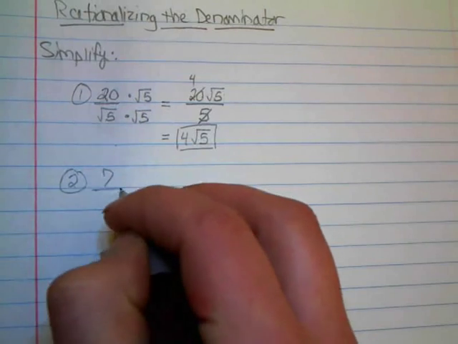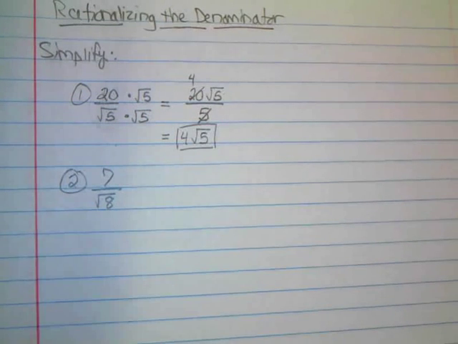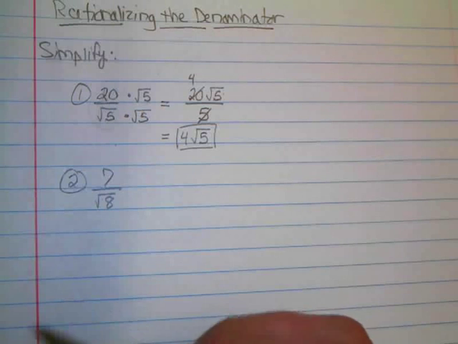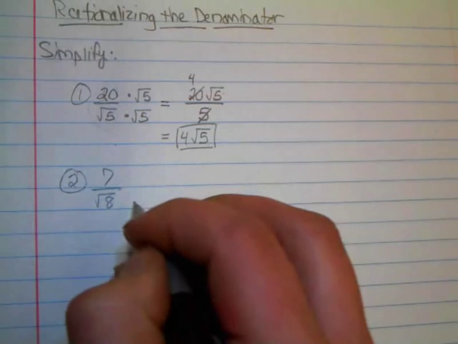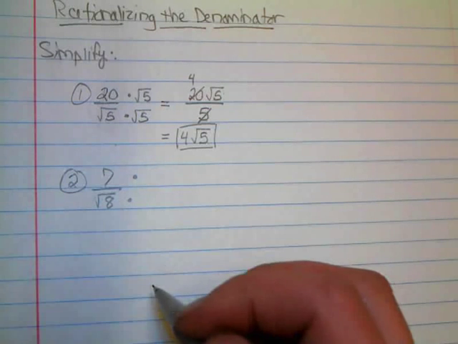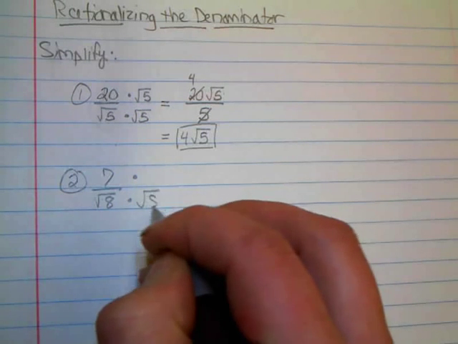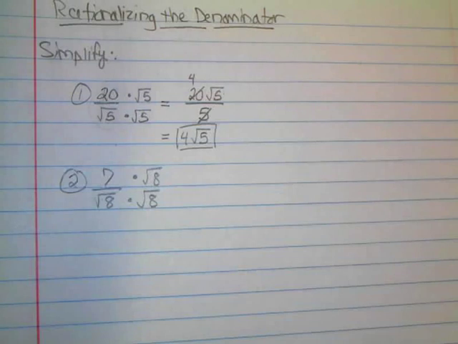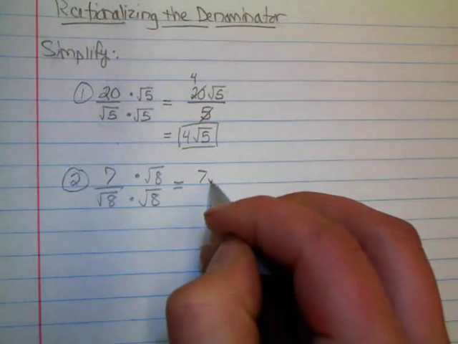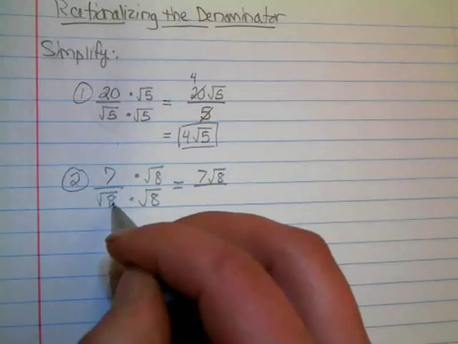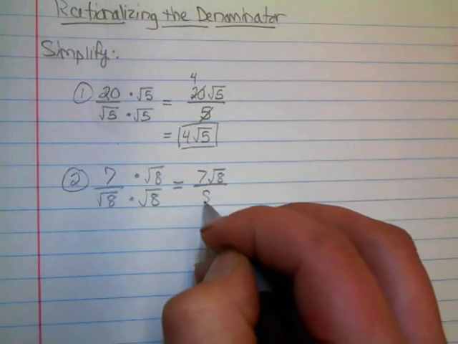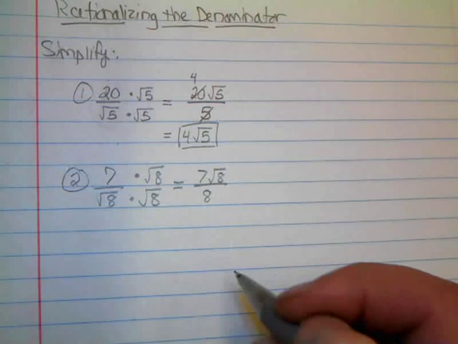All right, let's look at another example of this. What if I did something like 7 over the square root of 8? Again, our goal, get rid of the square root in the denominator. And the way that you do that is you multiply both numerator and denominator by that square root. So I'll multiply top and bottom by the square root of 8. Now when I do that, I've got 7 times the square root of 8 over the square root of 8 times the square root of 8 is the square root of 64, which is just 8.